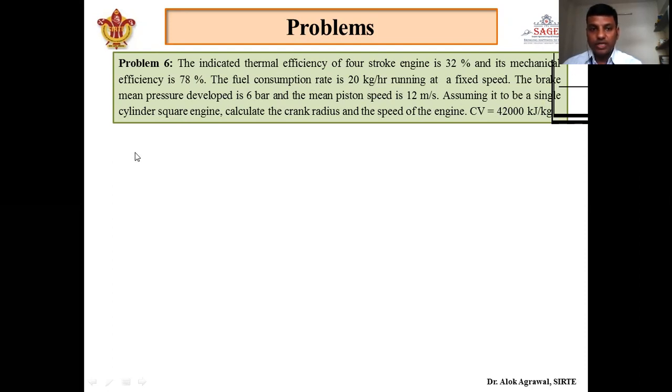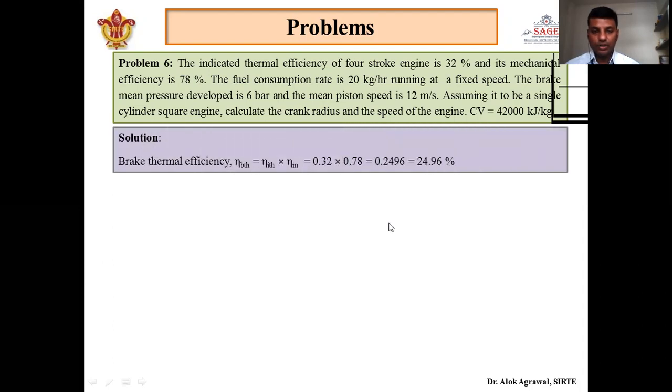Assuming it to be a single cylinder square engine. See, this is a very important line in this problem: single cylinder square engine. In a square engine, we have seen that the stroke length and the engine diameter are the same. Calculate the crank radius and the speed of the engine. So we have to calculate r and capital N. CV is given as 42,000 kilojoule per kg.